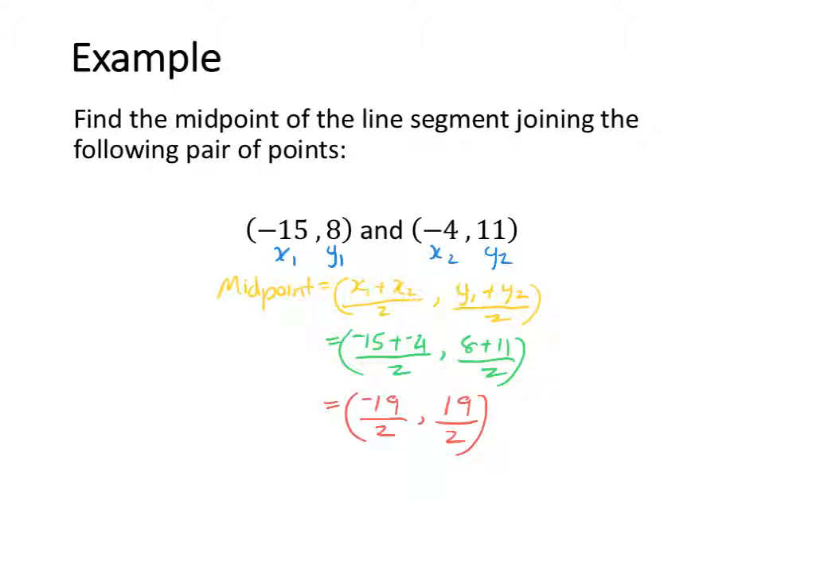So -19 over 2 is going to equal -8.5. 19 over 2 is going to equal 8.5. So the midpoint of the line segment between (-15, 8) and (-4, 11) is at the location (-8.5, 8.5).